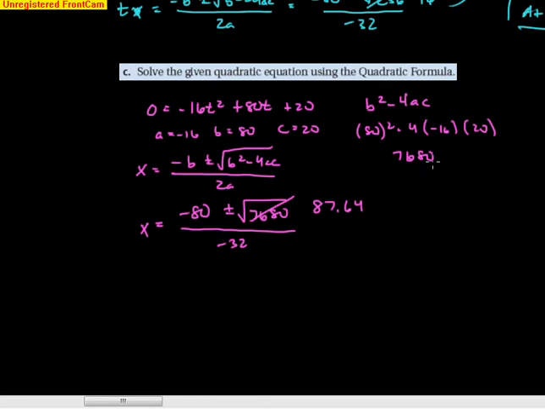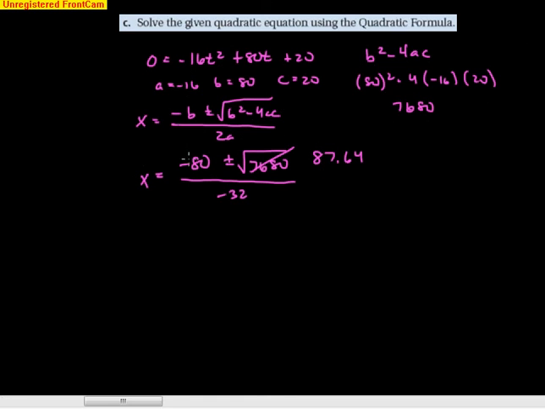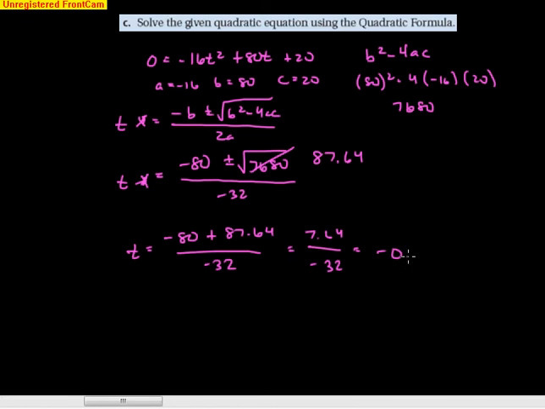And now I create my two equations down here. So the first one, and again this should be t, I'm sorry, t and x, very similar thing. T equals negative 80 plus 87.64 over negative 32. This is 7.64 over negative 32. 7.64 divided by negative 32 comes out to be negative 0.24. And you might say, that's strange for a t-value. Yes, it is. Let's try the second one.